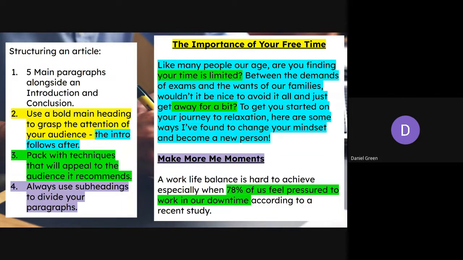Like many people our age, are you finding your time is limited? Notice how I am linking to our age group. So I'm saying about a teenage audience. Now, obviously, being a teacher, I am not a teenager, but for this article, I would have to pretend to be. In the same way as you're sat in a room, you may think, oh, no one my age actually cares about this topic, but you have to pretend that it's the most important thing that has ever existed, okay?